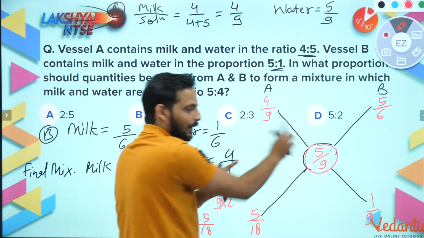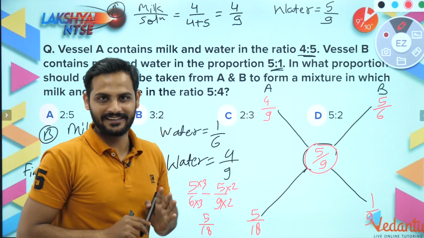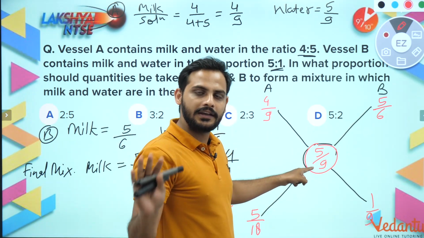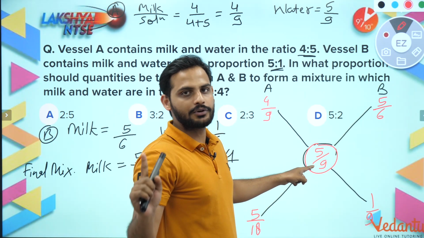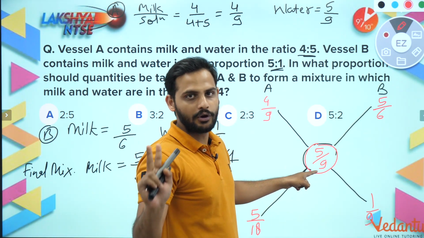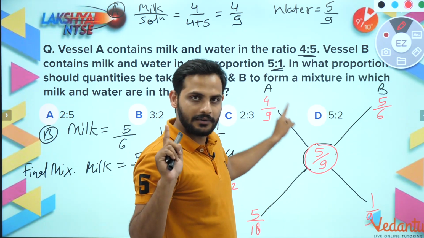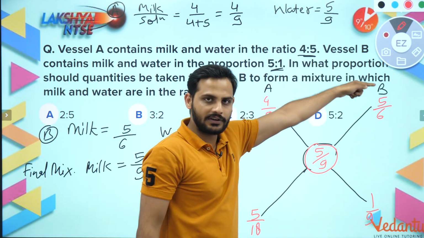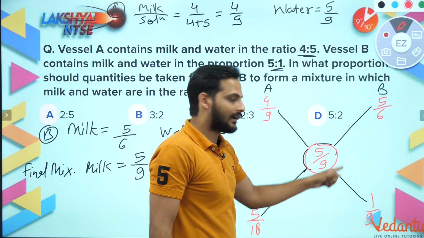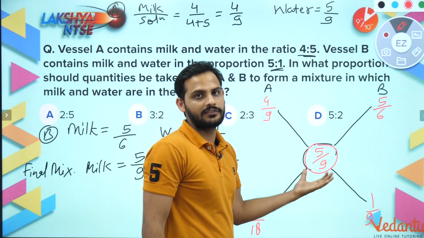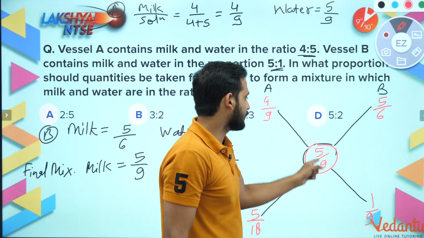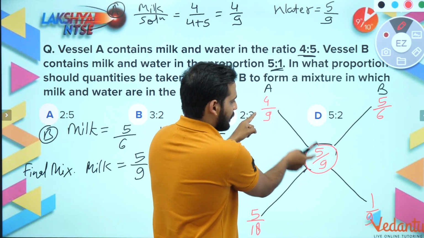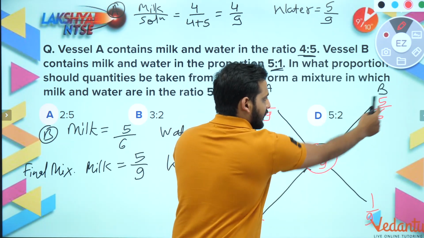So this final answer will give you the ratio in which A and B have to be mixed to get the required concentration of the milk. It's as easy as that. Either you can pick any component of this mixture, you can put the value of milk or you can put the value of water. So you put the concentration of milk in A, the concentration of milk in B, and the concentration of milk in the final mixture. Then subtract: if this is greater, subtract this from this; if this is greater, subtract this from this.